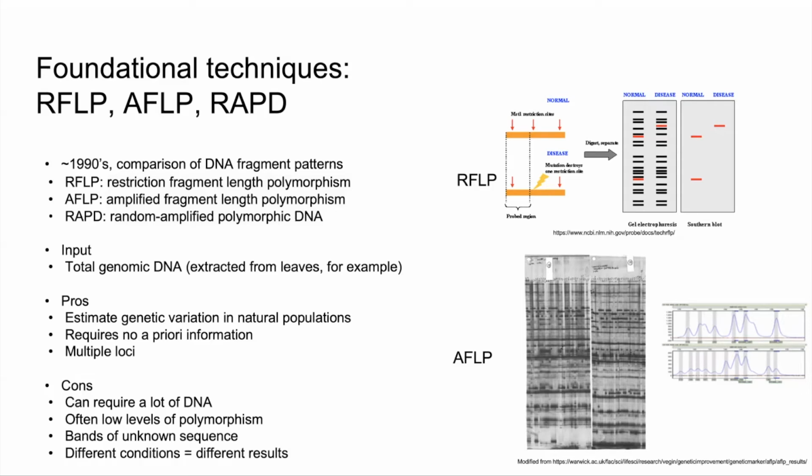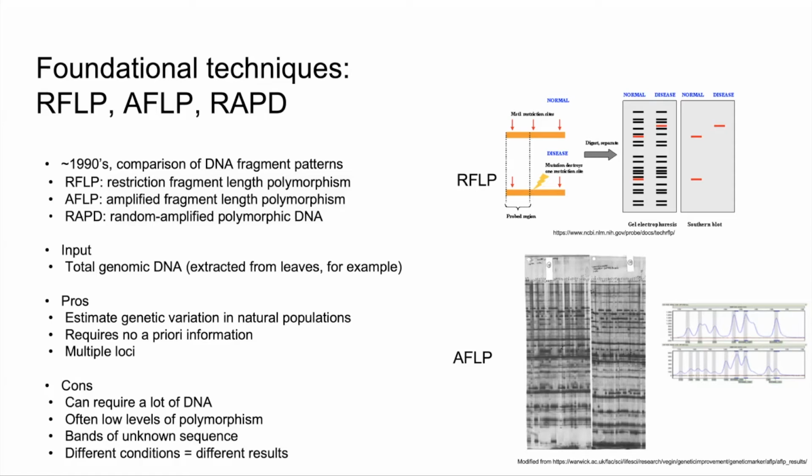And the pros to these methods are that you can estimate genetic variation in natural populations again. It doesn't require any a priori information about genetics or genes or anything. And you do get information from multiple loci at one time. Some of the cons, again, are that it can require a lot of DNA, a lot relative to some of the other methods I'll talk about later.